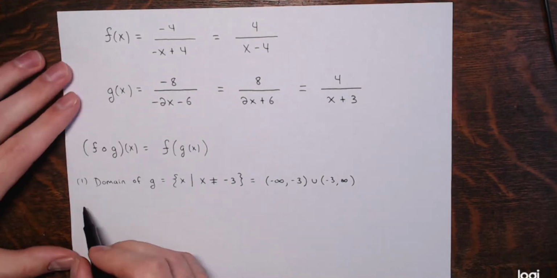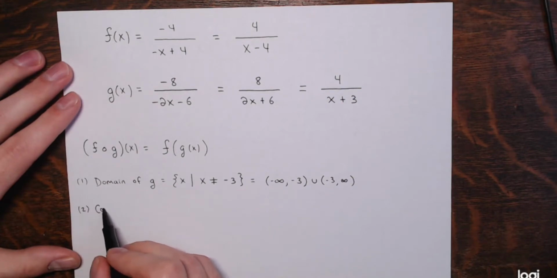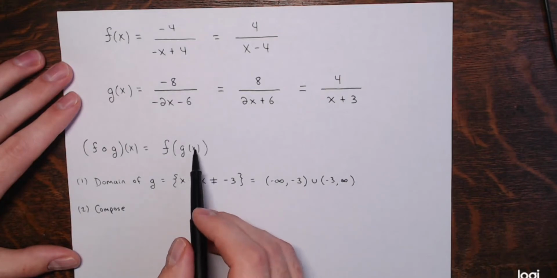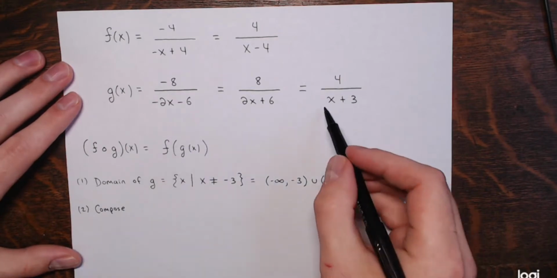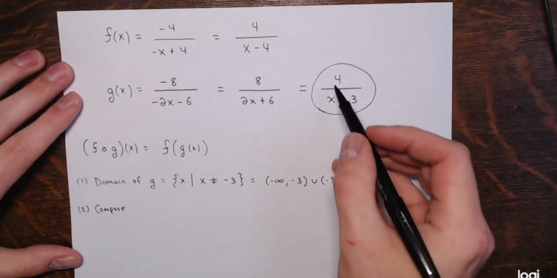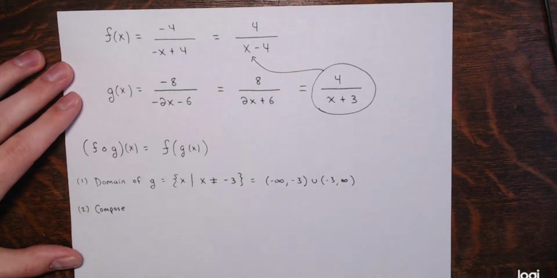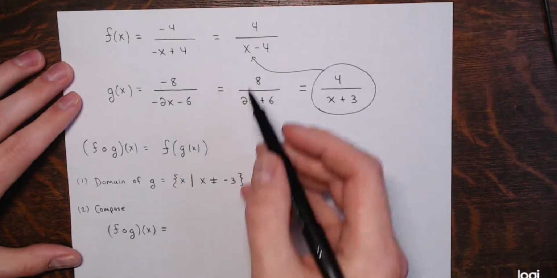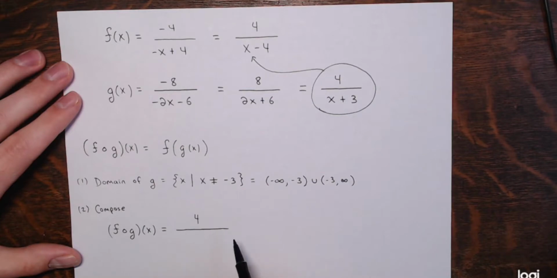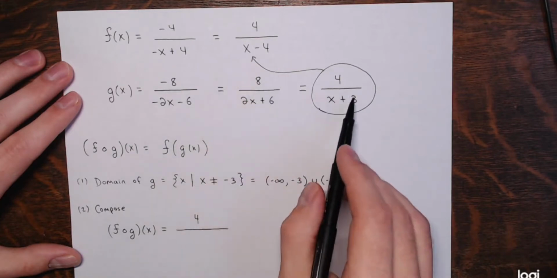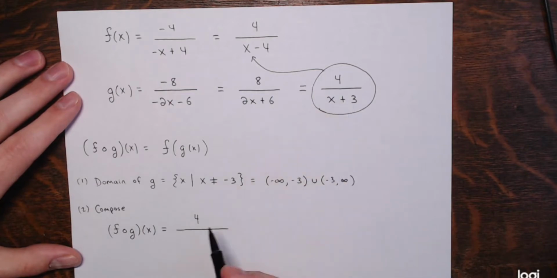All right, now let's actually compose, and this will be the tricky part most of the time. So I take g of x and plug it into f. I'm taking this here, 4 over x plus 3, and plugging it in for x in the f function. So we have f of g of x is going to be 4 over, and then instead of x minus 4, it's whatever g was minus 4. So I'll have what's called a complex fraction, 4 over x plus 3, and then minus 4.